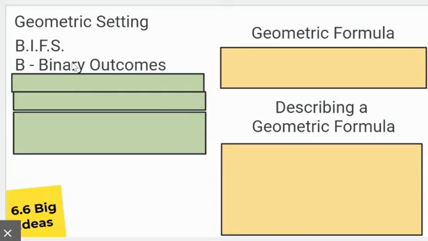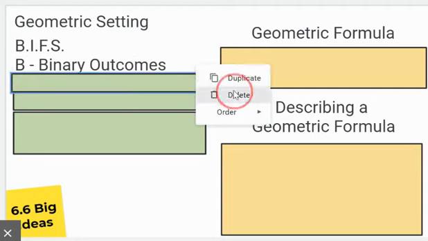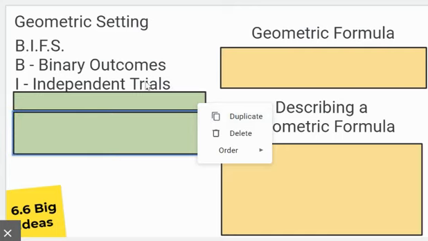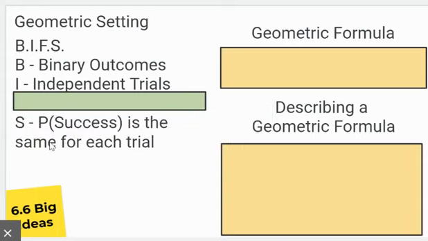In other words, binary means two, so there are exactly two outcomes, and we call those outcomes a success and a failure. The I stands for independent, and in particular, independent trials. So each trial is independent of all the other trials. I'm going to skip to the S, and the reason why is because it goes along with independent trials. If the trials are independent, then S stands for success. The probability of a success is the same for each one of the trials.